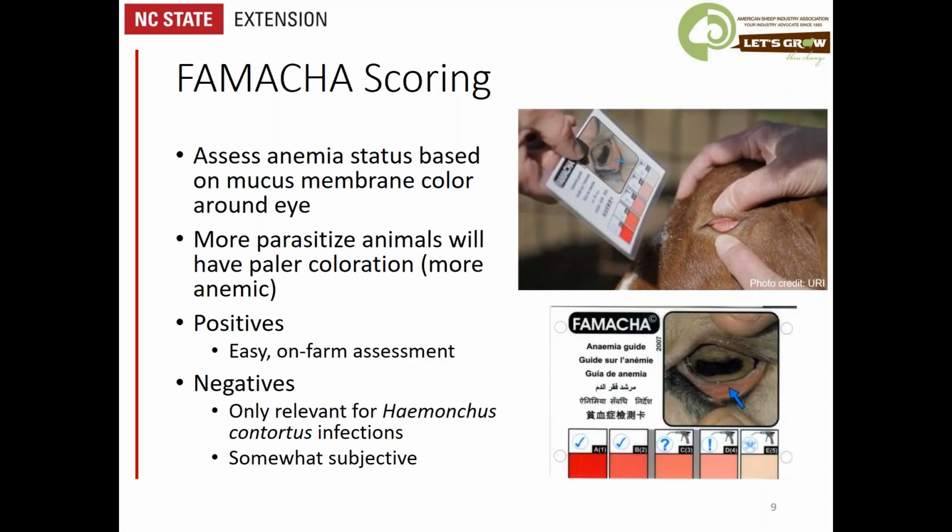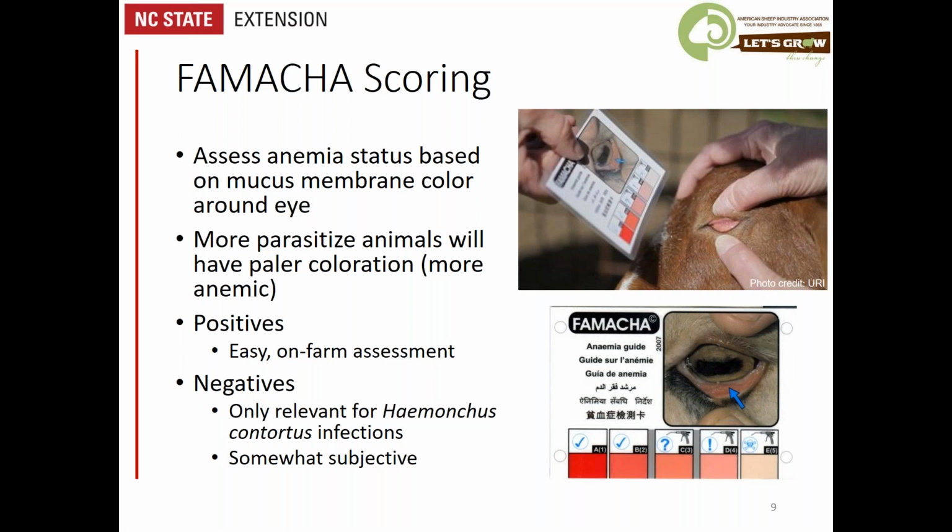using them. So first I want to talk about FAMACHA scoring, and many of you probably are familiar with this. FAMACHA scoring is simply assessing the anemia status of that animal based on the mucous membrane color around the eye. And so you can see in the photo here how the technique is being demonstrated, and we're comparing the color of that mucous membrane to the colors on the card, and then determining what that FAMACHA score is. The more parasitized that animal will be, generally, the paler the coloration will be, resulting from that increased level of anemia. And we can use this as an indicator trait to help us determine how parasitized that animal might be.